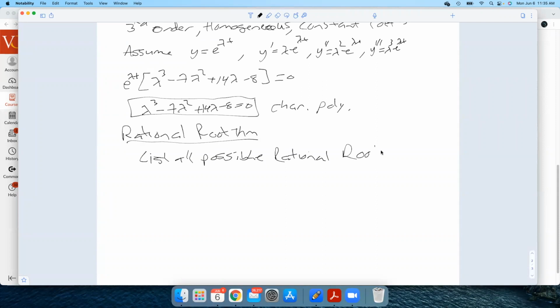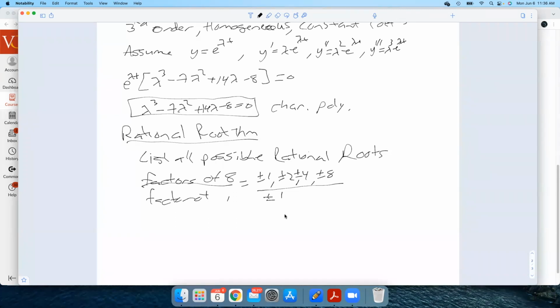Again, you're going to have a group assignment exactly like this. This is the work I want to see. And that's factors of the guy at the end. Don't worry about the plus or the minus, over factors of your leading coefficient, the guy at the front. So anything that goes into 8, plus or minus 1, 2, 4, or 8, over factors of 1, which are just plus or minus 1.